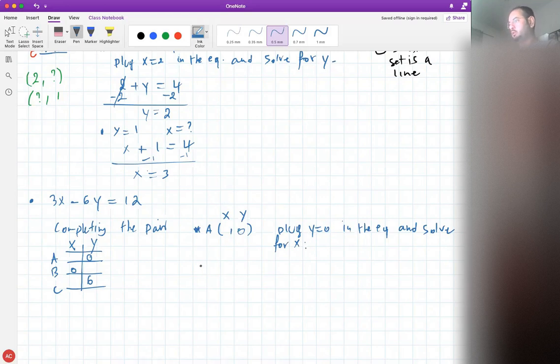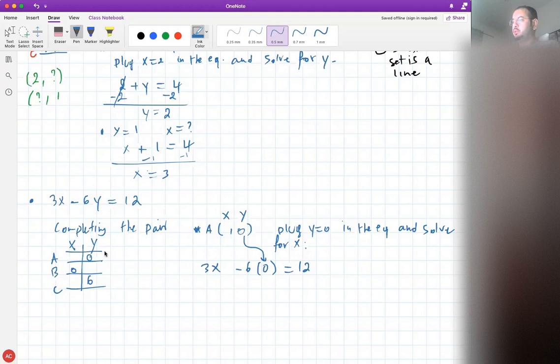So again, just like evaluating expressions, it is 3 times x minus 6 times y equals 12. Do we know the x? No, we don't know the x actually, so we leave it like that. Minus 6 times y, which is 0. This y goes here. And now it's a very simple equation to solve.